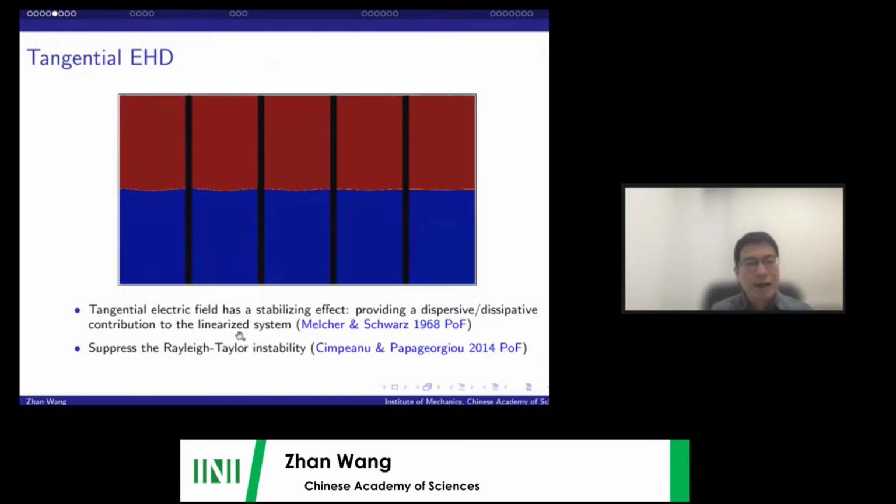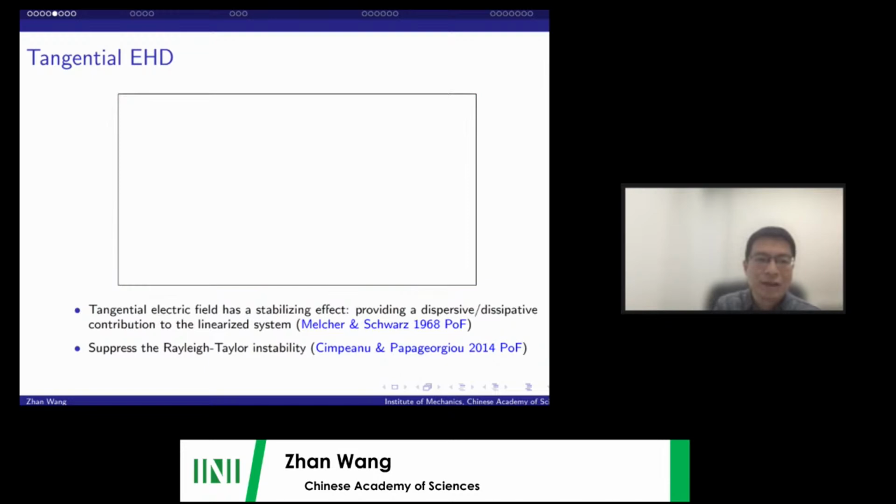As opposed to the normal electric field causing instability to the system, the tangential electric field has a stabilizing effect. It can delay the formation of film rupture and even suppress the Rayleigh-Taylor instability. This is a numerical experiment done by Radu and Dimitri in 2014. The system is in the Rayleigh-Taylor unstable region. Also, the upper layer is heavier than the lower layer. A horizontal or tangential electric field is applied, and the electric strength increases from left to right.